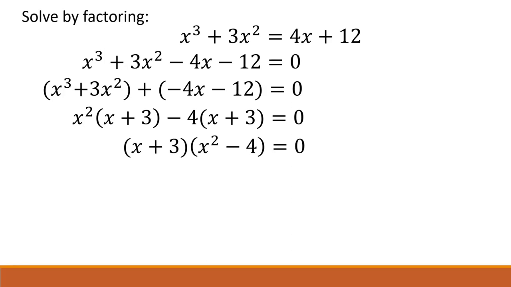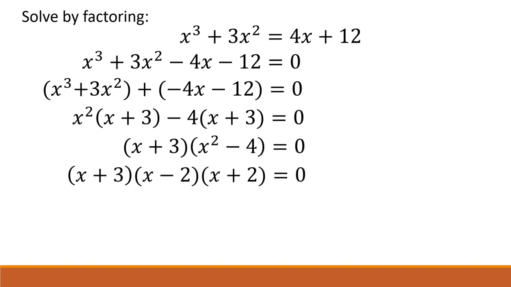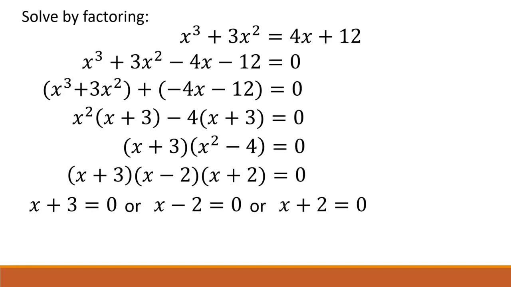We've done the factoring by grouping, but we can factor a little more if we notice that the x squared minus 4 is the difference of two squares, and it can be factored into x minus 2 times x plus 2. Now we've got three factors that multiply together to give us 0, so we know that at least one of those three factors has to equal 0. And that leads us to three equations that we can solve for x, giving us our solution. Either x is -3, or x is +2, or x is -2.